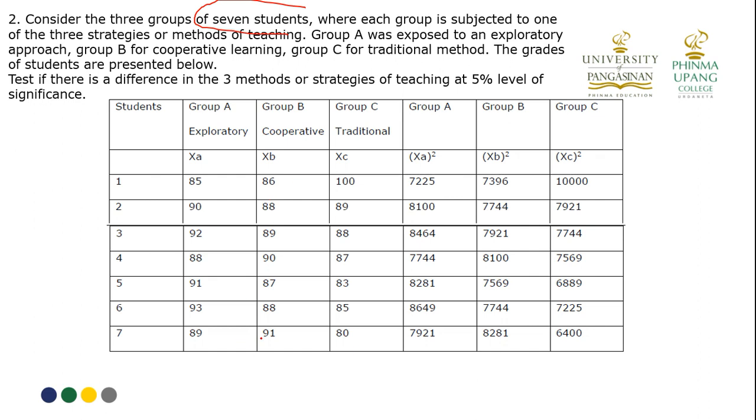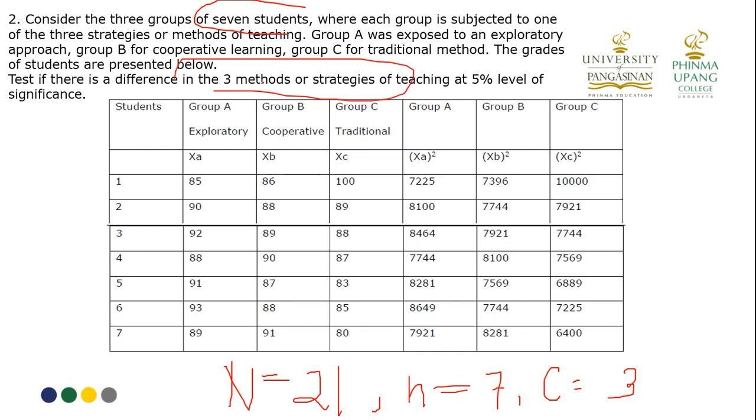Kunyari dito, tanungin ko kayo agad. What is the value of N? Big letter N. Answer? 21. 21. Good. What is the value of n? Small letter n. 7. 7. What is the value of C? 3. Oh, simple as that.